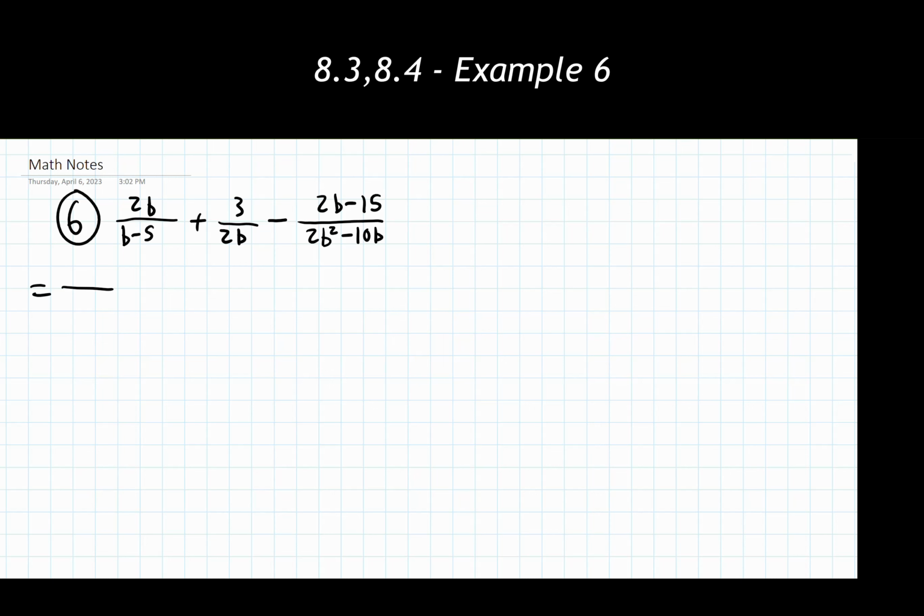So the first rational expression is not changing, so I'm just bringing that down as it is. The second one is not changing either, so it's just coming down exactly as it is. And the last one, I am factoring out 2b from the denominator spot. What's left over? b minus 5. Numerator is not changing, that's fine. Leaving that as it is.